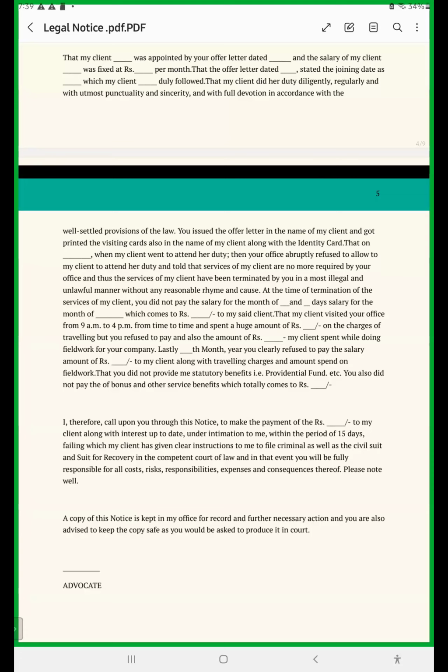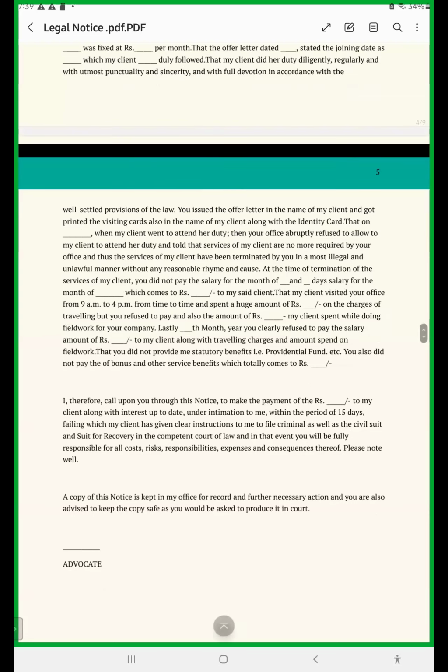Lastly, let's say that in the third month, you clearly refused to pay the salary amount of rupees, let's say 50,000, to my client, along with the traveling charges and amount spent on field work. You did not provide any statutory benefits, that is provident fund, etc. And you also did not pay the bonus and other service benefits, which totally comes to rupees, let's say, more than 50,000. Okay, the amount is usually more than 50,000, most of the time.